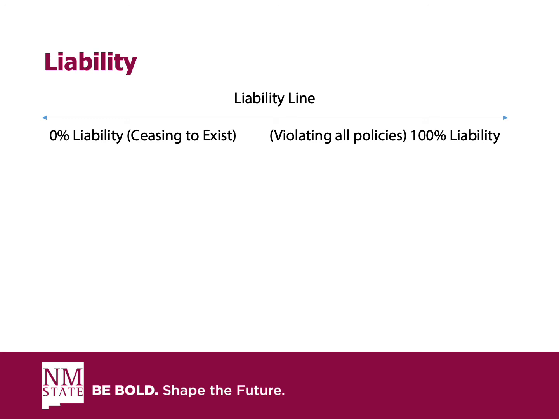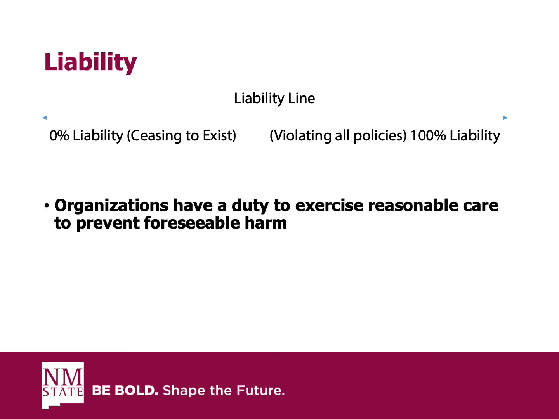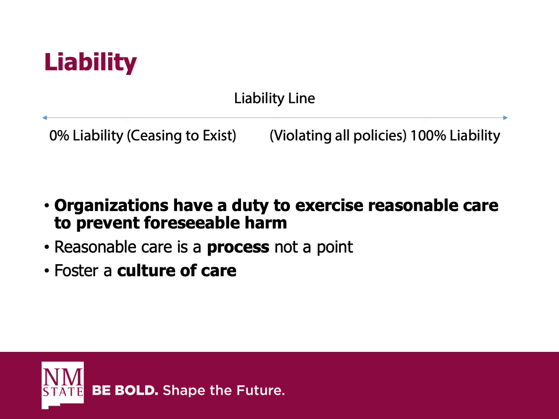Organizations will be liable if there is evidence of negligence. Negligence is the failure to use reasonable care. Reasonable care is the degree of care a reasonably careful person would use under similar circumstances. The key is to exercise reasonable care to prevent any harm that might be foreseeable as a result of your activities or events. The more you do to keep your members and participants physically and mentally safe, the less likely you are to be found in breach of your duty. Remember, reasonable care is a process and not a point. A way to implement reasonable care is by fostering a culture of care.